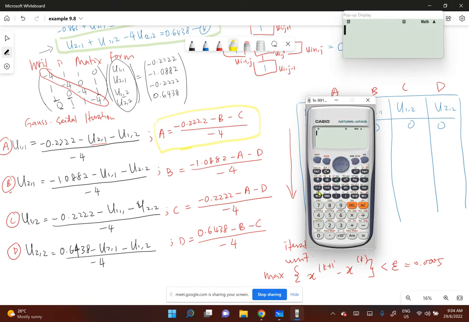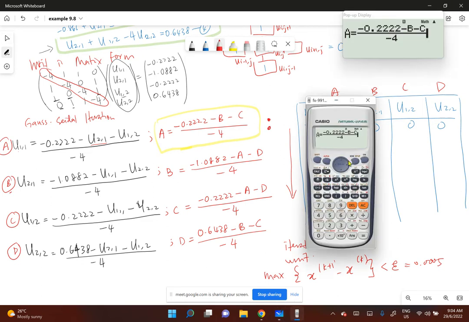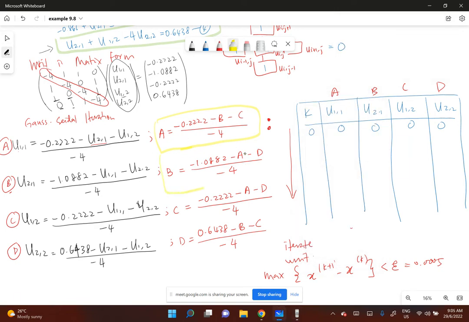Press alpha A, alpha equal, and the fraction like this. Negative 0.2222 minus alpha B and minus alpha C. Go down, negative 4. Then bring to the right, we put this symbol. Remember this one, the double dot? You can find this double dot by pressing alpha and integrate. It comes out as double dot, and we continue with equation B here.